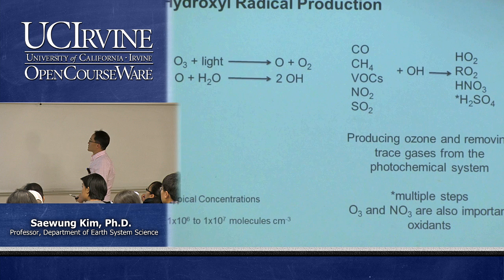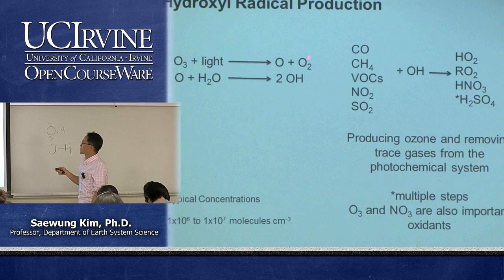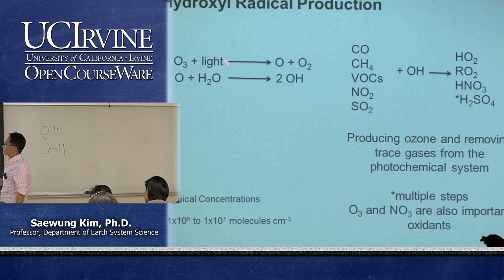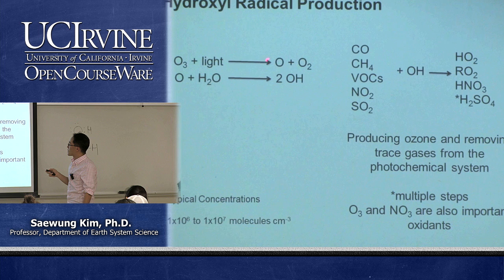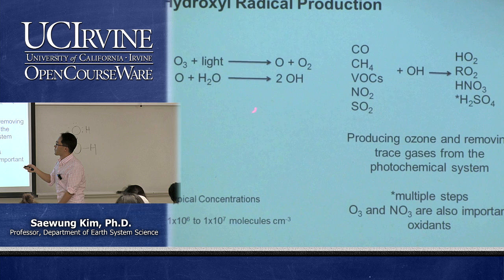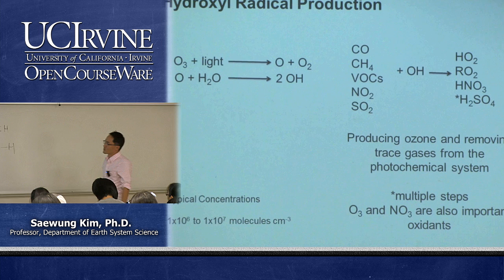Those energetic light particles from the sun hit the ozone molecule, then it can decompose into an oxygen atom and molecular oxygen, just like this. So the reaction that involves light in the atmosphere, the light from the sun, we call photolysis. Or this oxygen atom can react with some other molecule in the atmosphere, in this case water vapor. We call it a bimolecular reaction. So this is how atmospheric OH, which is a very energetic radical, is generated in the atmosphere.